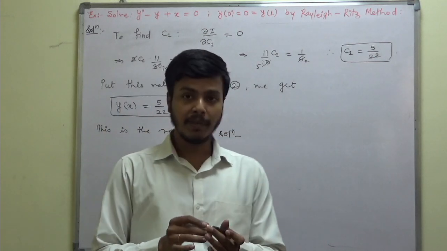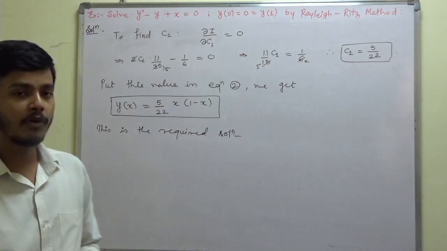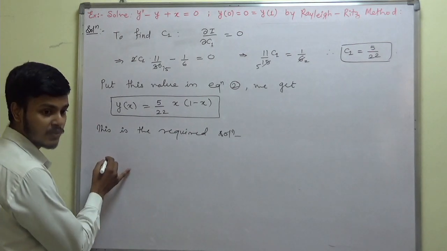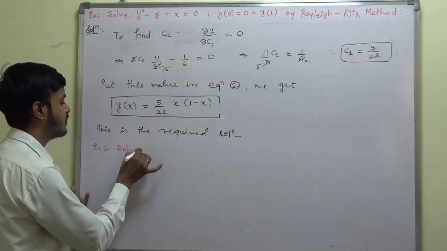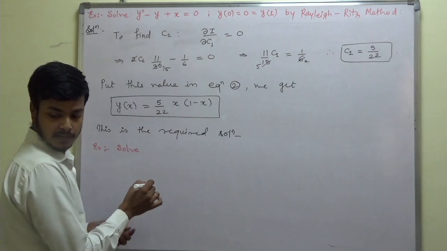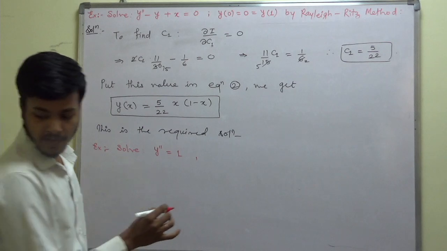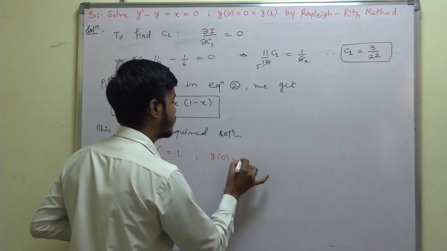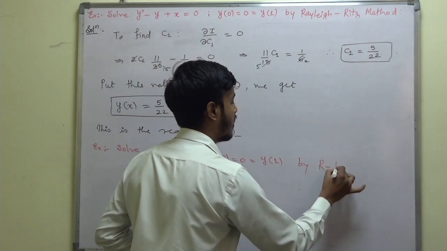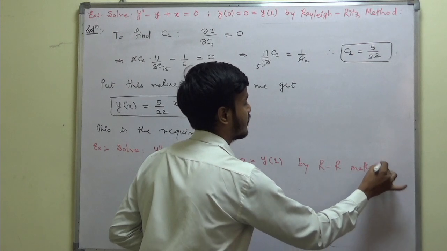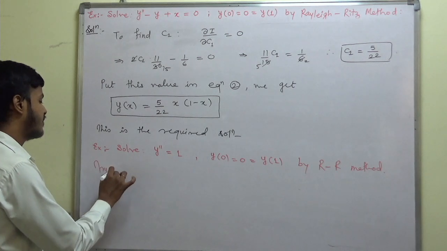So I hope this method is clear to you. I want you to solve one problem on this method. The example to solve is: y double dash is equal to 1, y of 0 equal to 0, y of 1 equal to 0, by the Rayleigh-Ritz method. This is a problem for practice, so you can try this at home.